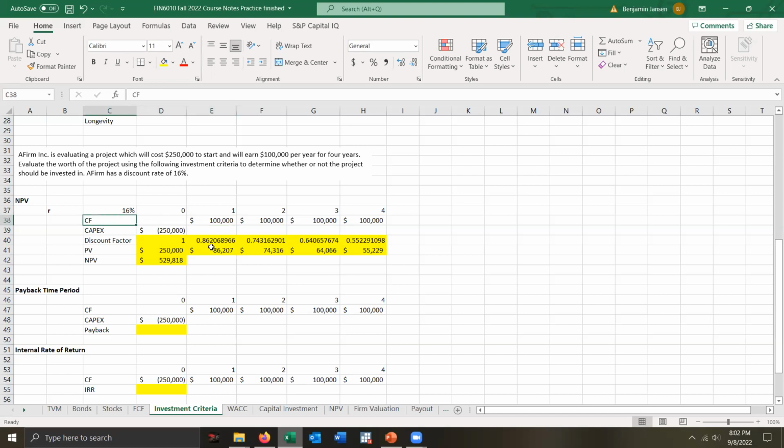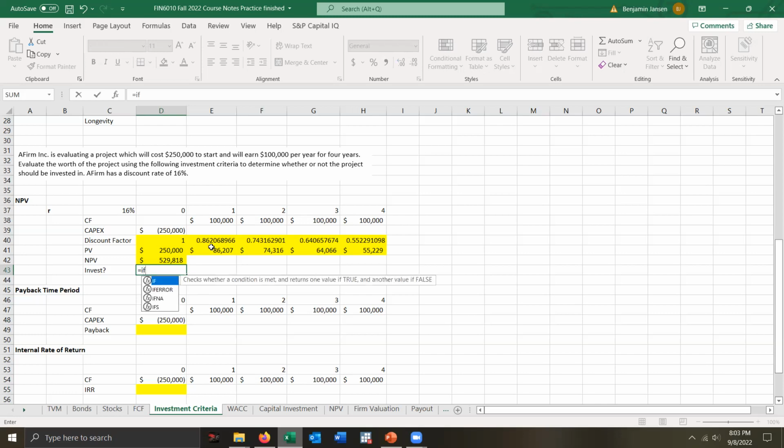All right, so based on this NPV, should the project be accepted or not? Yes. Yeah. Okay. All right. One other way that we can kind of simplify this is using an if statement. Wait, Dr. Jansen, yes.